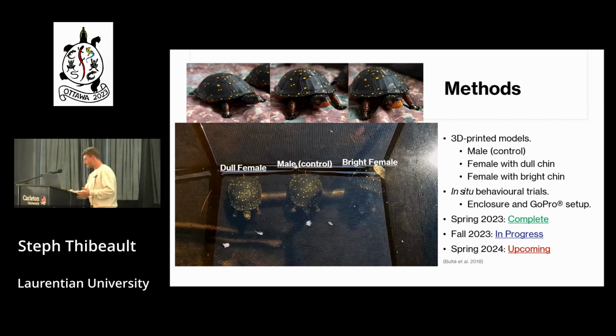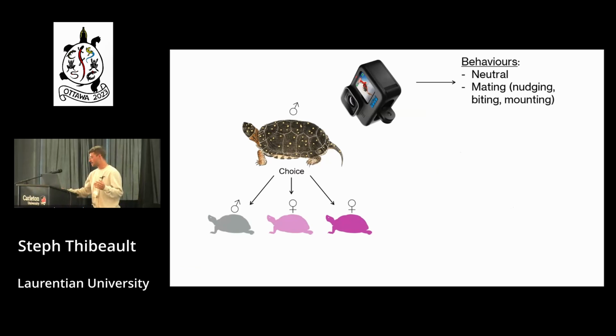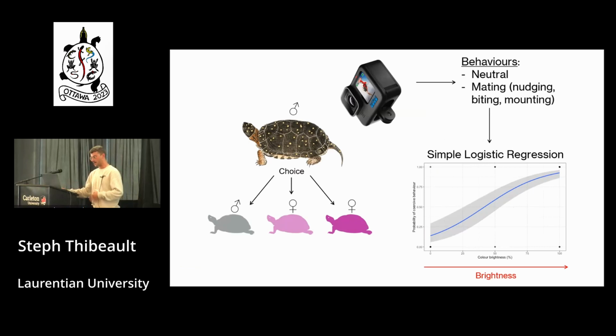So what exactly do I do with all of this turtle pornography? Essentially, I can categorize these behaviors into a binary outcome: neutral and then mating behavior, right? And with a binary outcome, we can analyze this with a logistic regression. On the x-axis, you can see that we look at color brightness, while on the y-axis, we look at the probability of displaying mating behavior, right?